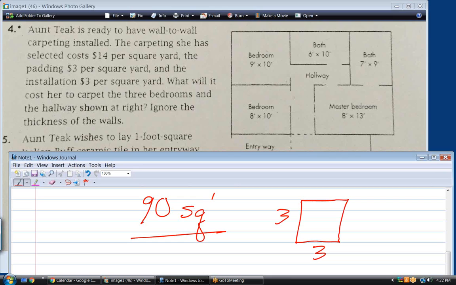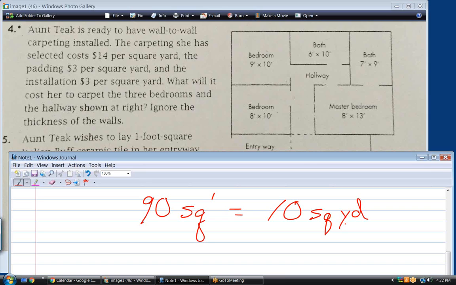So how many square feet are in that square yard right there that I just drew? That's 1 square yard. Is there 9? Correct. 9 square feet per square yard. So how many square yards is this? That'd be 10, then. So it'd be $200. Correct. For that one room.